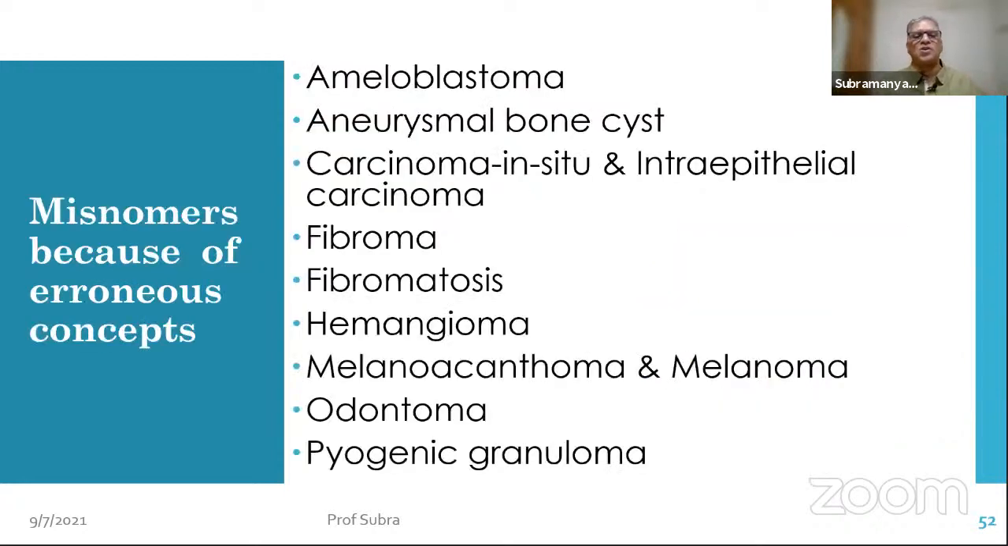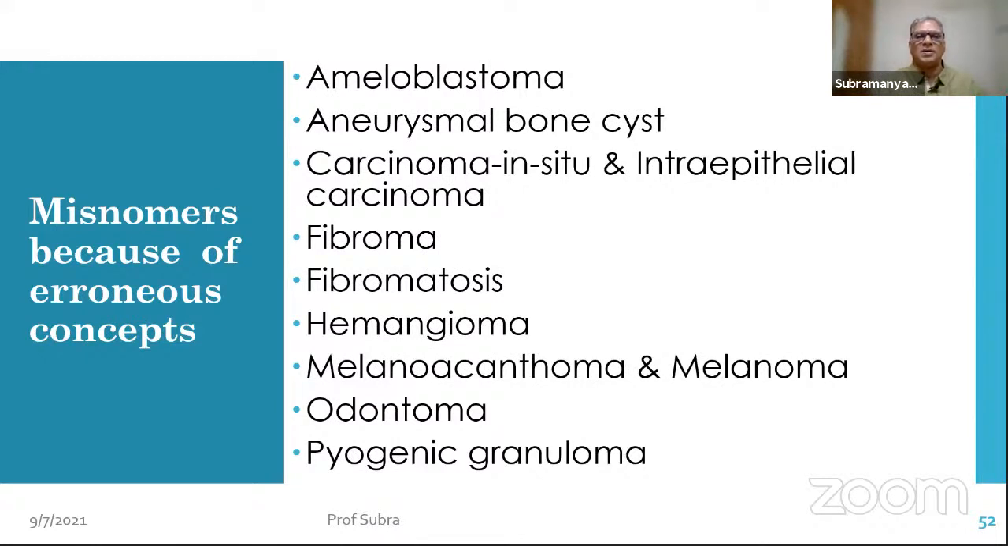Misnomers because of erroneous concepts. Good number of examples are there, like for example, ameloblastoma, aneurysmal bone cyst. I already mentioned carcinoma in situ and intraepithelial carcinoma, fibroma, fibromatosis, hemangioma, melanoacanthoma and melanoma, odontoma, pyogenic granuloma. For example, aneurysmal bone cyst, there's no aneurysm. Fibroma, it's not a true neoplasm. Hemangioma is also not a true neoplasm, it is a hamartoma. Odontoma, again, a hamartoma. Pyogenic granuloma is neither pyogenic nor a granuloma. It's a granulation tissue and does not produce pus.